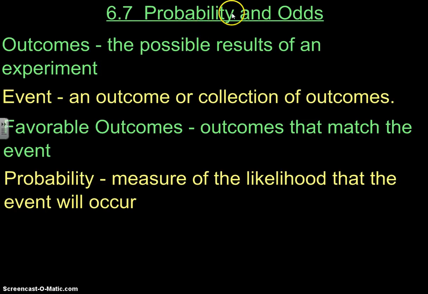Today we're looking at probability and odds. This is 6.7. There's a few words we're going to need to know for this section. Not hard words, just things we need to know that we probably haven't seen before.